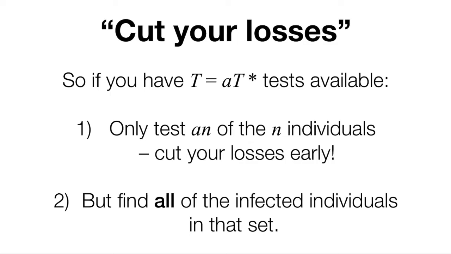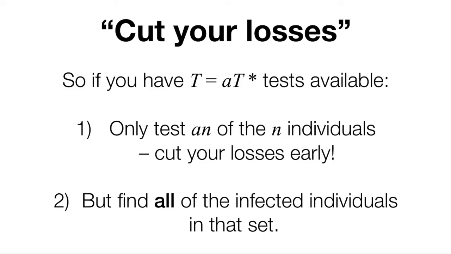Or if, for example, t star were 500, so you'd need 500 tests to test everyone, but in fact you only have 100 tests, then this says just look at 1/5 of the people, but find all the infected individuals in that 1/5. And that could have quite a good ETI, in that it could find 20% of your infected individuals, which is much better than if you'd been too ambitious, had tried to find all of them, but had missed lots.